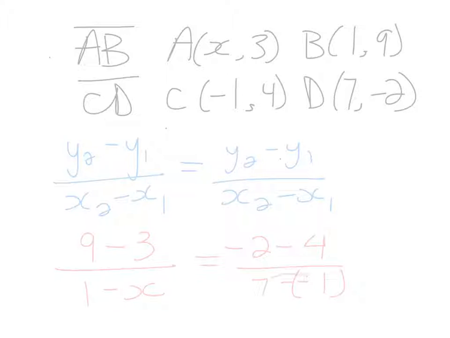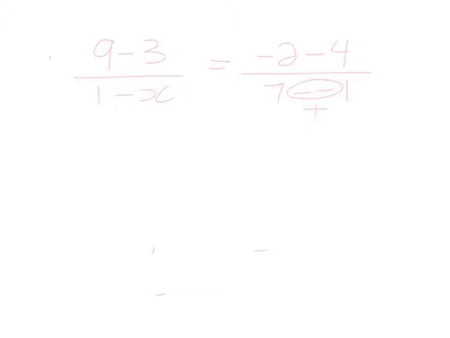Now, we have two negative signs here, which means that instead of subtracting, we are actually adding, because when you subtract a negative number, you are adding. Now, it's time to simplify these equations. In your first equation, 9 minus 3 is 6, and you can't simplify 1 over x yet because you don't know the x value. On the other side, negative 2 minus 4 is negative 6, and 7 plus 1 is 8.